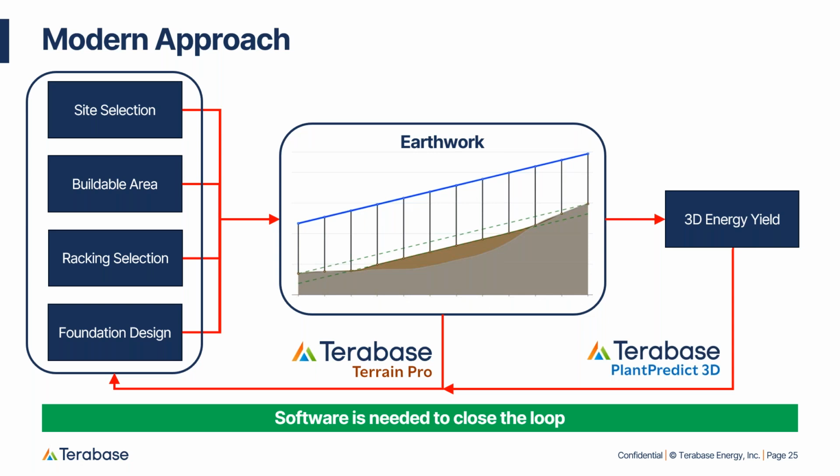We need to be able to do this in seconds and minutes rather than days or weeks in order to iterate over a lot of different scenarios. So if we're just taking a straight line path from some of the early design decisions through to design, only considering a couple of different earthwork scenarios may be okay with existing tools. But if we want to test a lot of different variables, we really need to be able to iterate quickly.